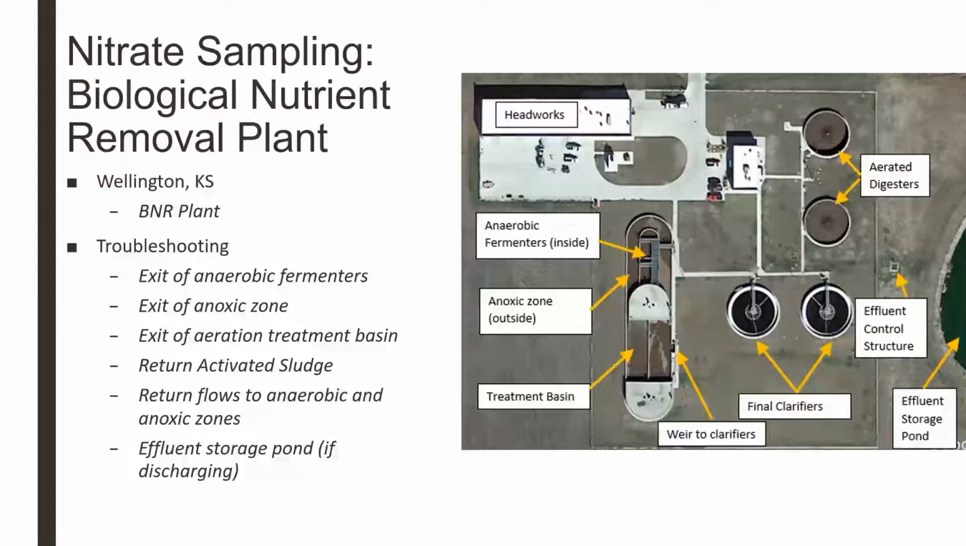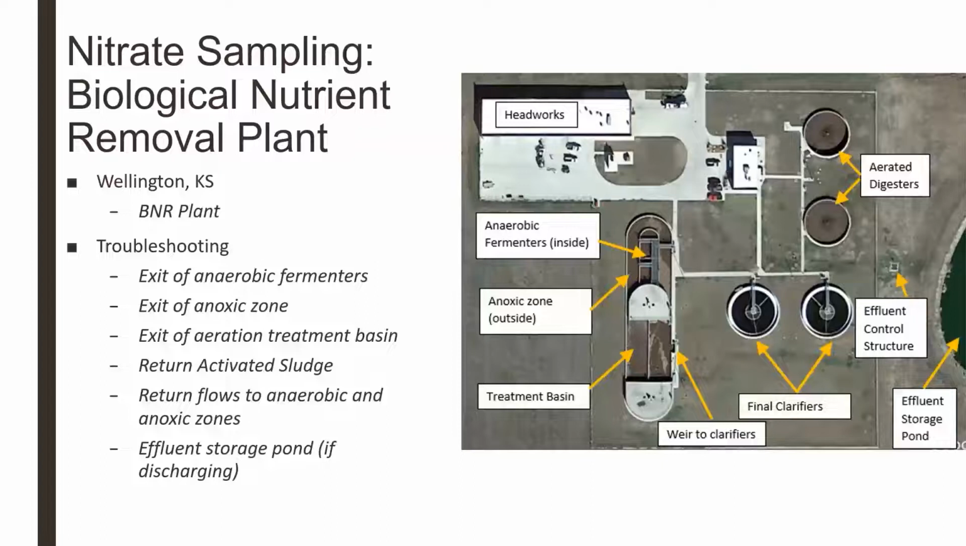Then the anoxic zone is where we direct some of our mixed liquor that's high in nitrates to an area with low oxygen levels. So troubleshooting nitrate sampling here, you probably want to be looking at the exit of the anaerobic fermenters. Basically, you should have almost zero nitrate at that point. Depending on internal recycles, you may have some, and nitrates may actually be inhibiting the anaerobic zone and the biological phosphorus accumulator organism growth.